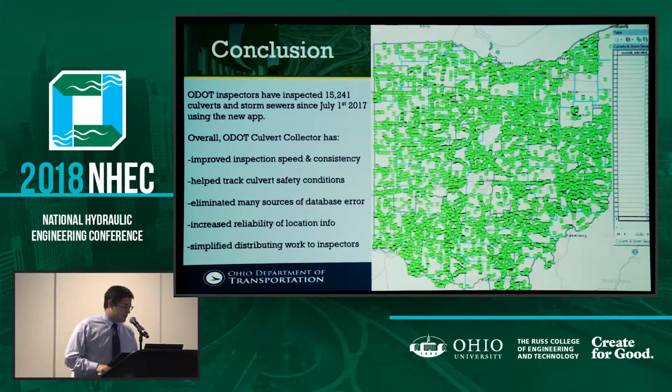Just to wrap up, in conclusion, we've inspected around 15,241 culverts since July of last year. So this program has been very helpful for that, and all the green squares are culverts that were inspected. And mainly it's helped improve our inspection speed and consistency. It's helped track safety conditions. It's eliminated maintenance sources of database error. It's increased reliability of location information, and it's simplified distributing work to inspectors. And so the GIS team estimates that we've saved already $4 million from this program in the last year.